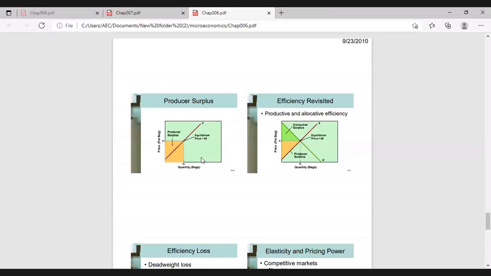But allocative efficiency concerns the market demand and market supply, which determine the equilibrium quantity. If we produce the equilibrium quantity, the level of output, we achieve allocative efficiency. This demand curve shows the marginal benefit to the society. The supply curve shows the marginal cost.